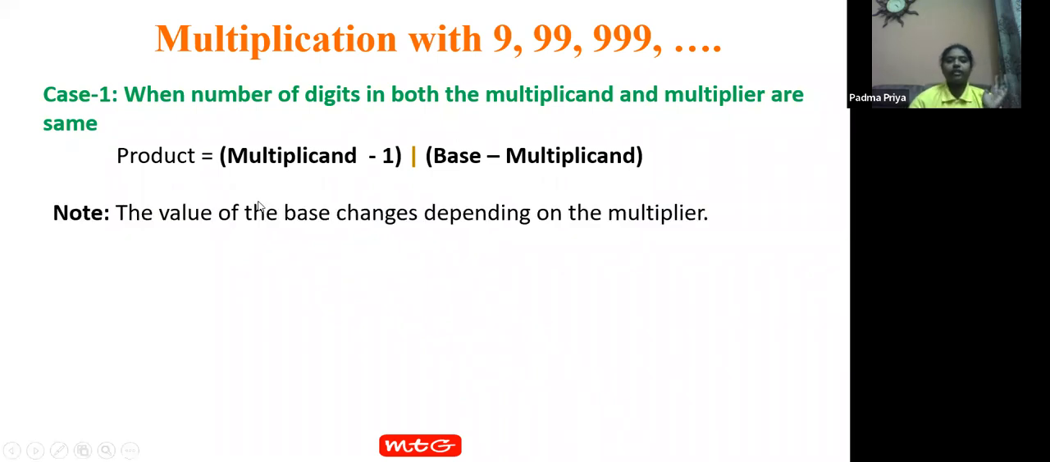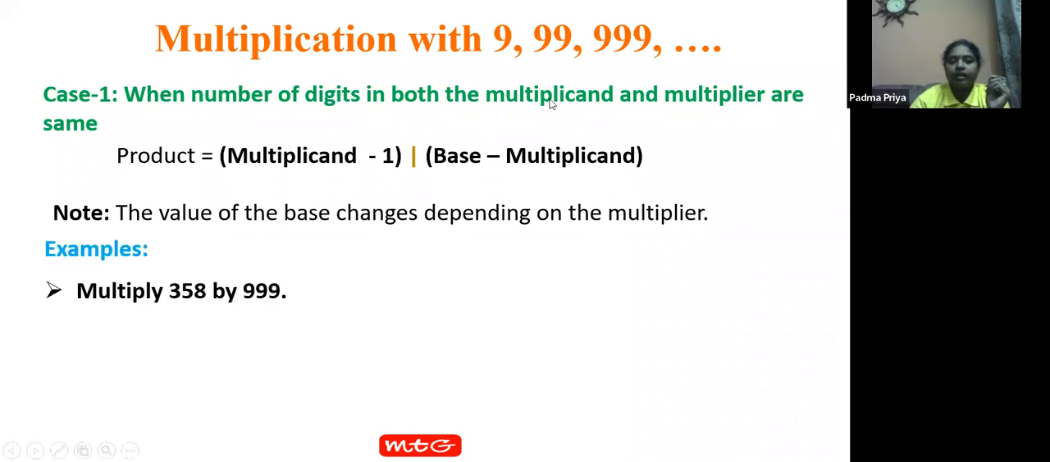So, how can we find the product? See here, whatever I said just now: the value of the base changes depending on the multiplier only. What is a multiplier? 99 or 999, whatever it is. How many 9s are there? Only on that basis you get the base value. See here, I'll show you a simple number. 358, we are multiplying with 999. What is the product answer?